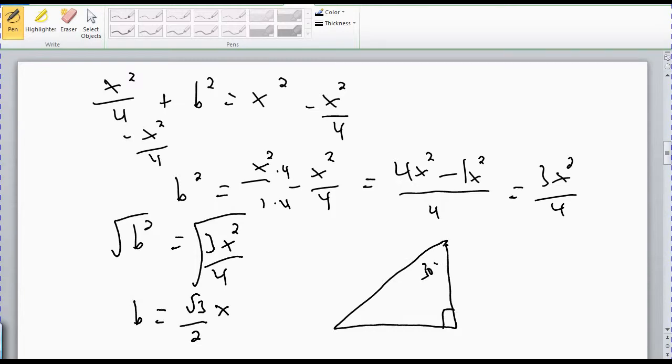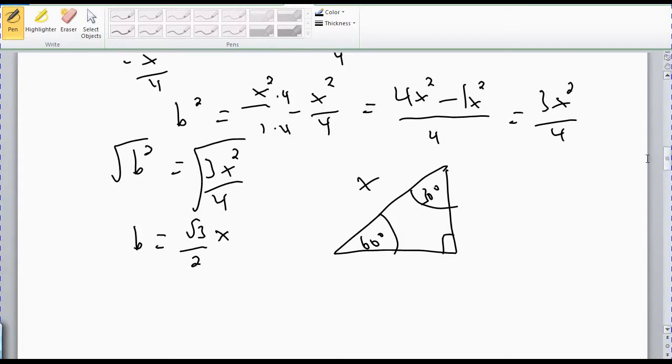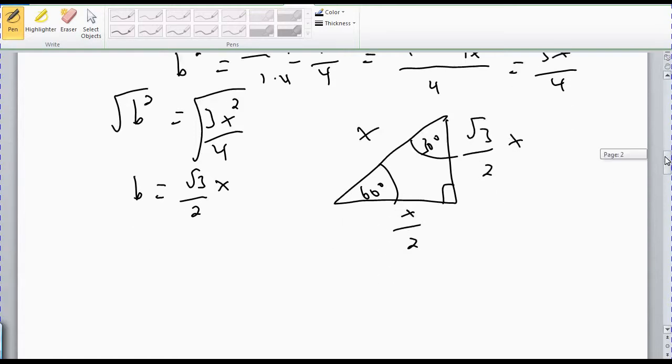This was the 30-degree angle. This was the 60-degree angle. This side was x. This side is now square root of 3 over 2 x, and this was x over 2. So we did all this work to find these three sides. So now we can find our angle measures.